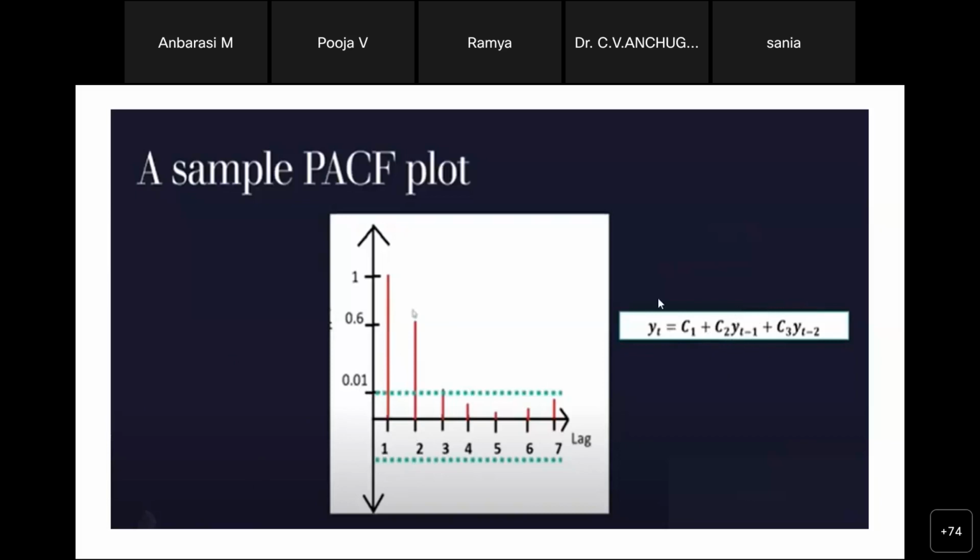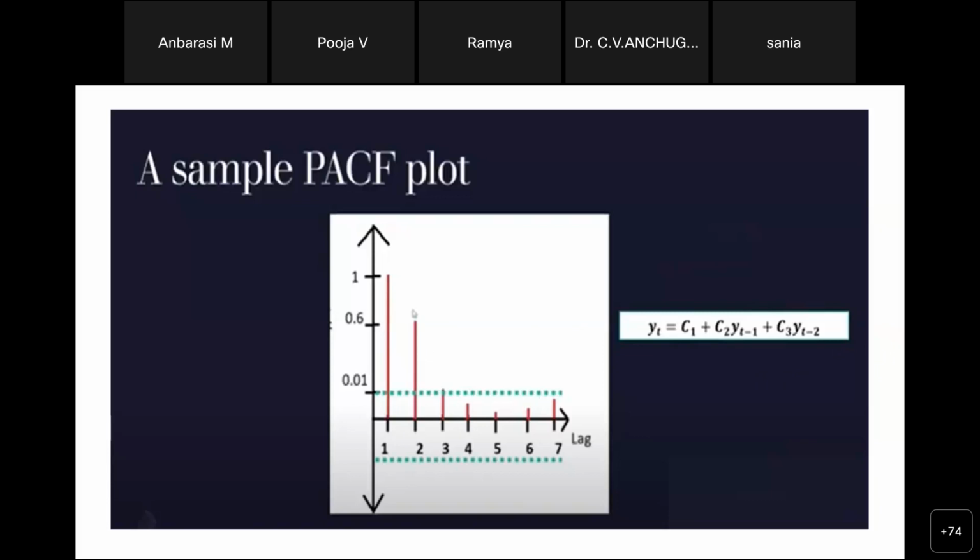For the future value, if I want to predict the y value, then in that case they will consider the previous two values only. Only the values going beyond the 0.01 are going to be considered. Suppose the third value is also above the threshold, then the third term is also going to be considered, so yt minus 3 also will be considered. So this is how the number of terms, or the orders, will be considered.